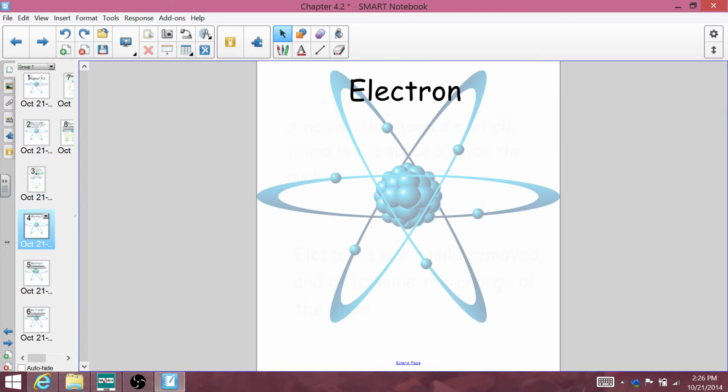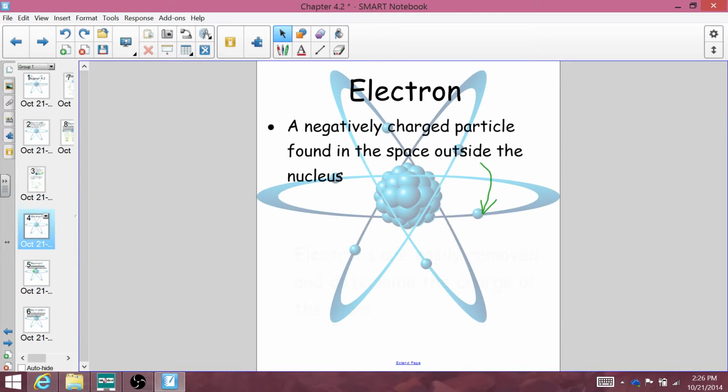The electron is a negatively charged particle that's found in the space outside the nucleus. So remember in the last video I said that if we had a football stadium and we put a marble in the center, that marble would represent the nucleus. The electrons are negatively charged and they are found anywhere else in the stadium. They could be in the seats, they could be on the field, they could be up in the air above the stadium. They can be in any of those places at any time. And that's where they live.